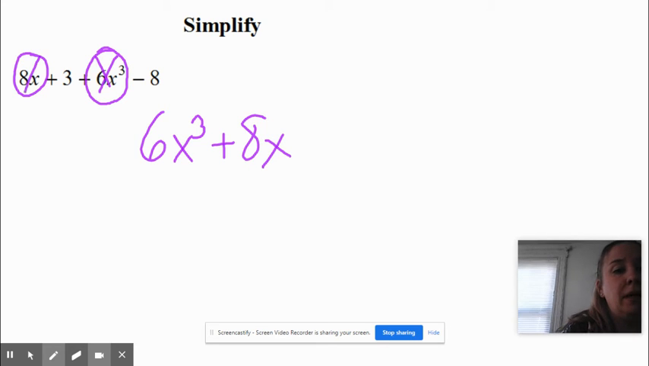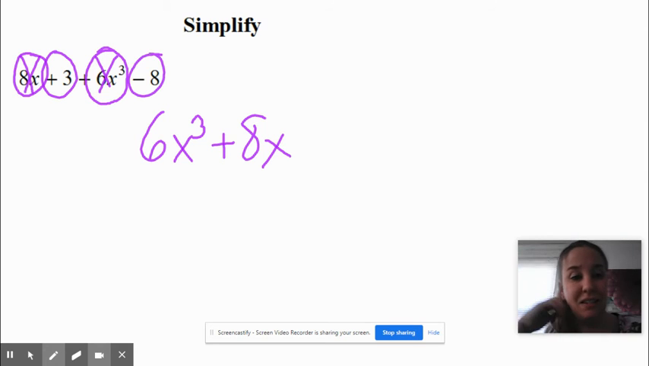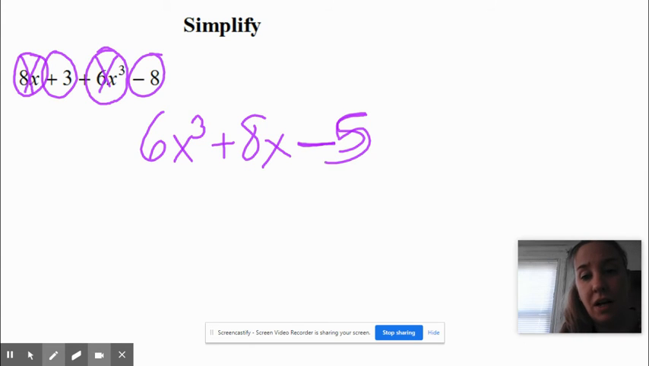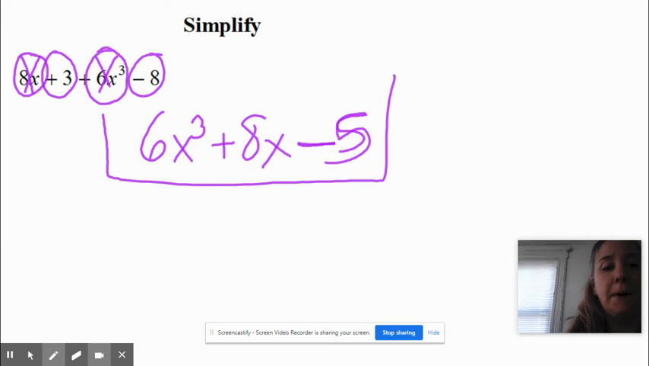Cool. And now I have this positive 3 minus 8. Those are regular numbers. They can go ahead and be combined. 3 minus 8. That's like saying you owe me $8. You have 3 in your pocket. Where do we land when we're all done? You would still be down $5. That's a minus 5. My computer is not cooperating today.